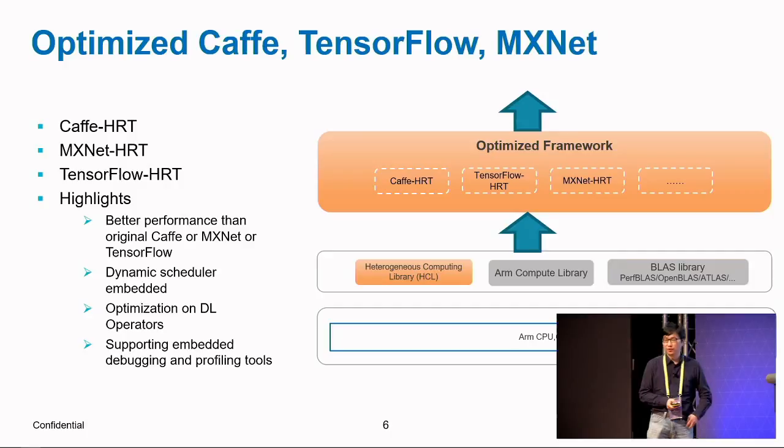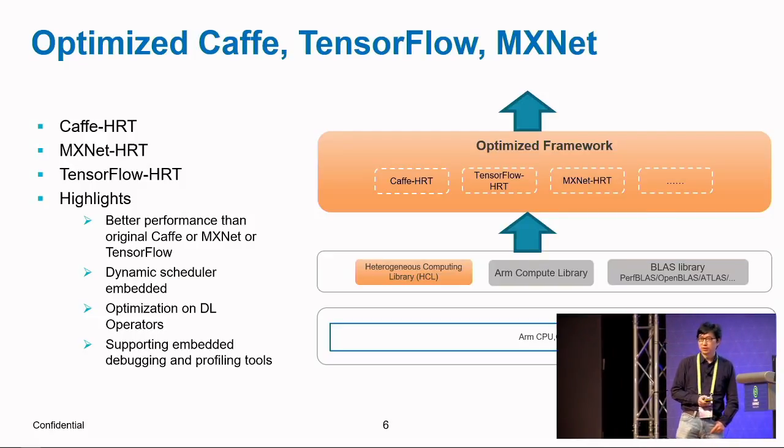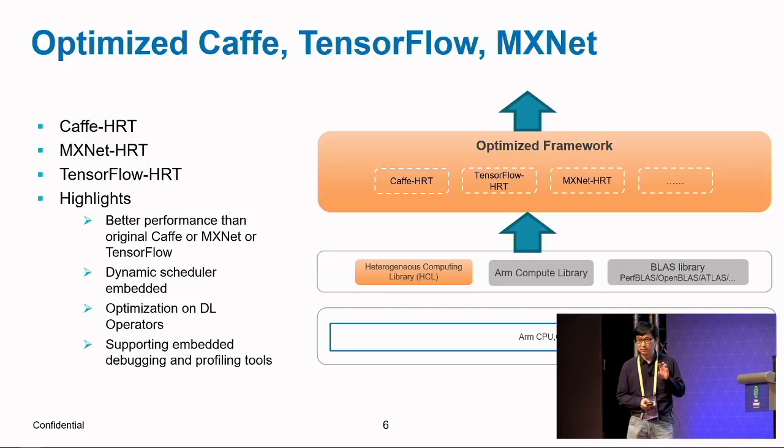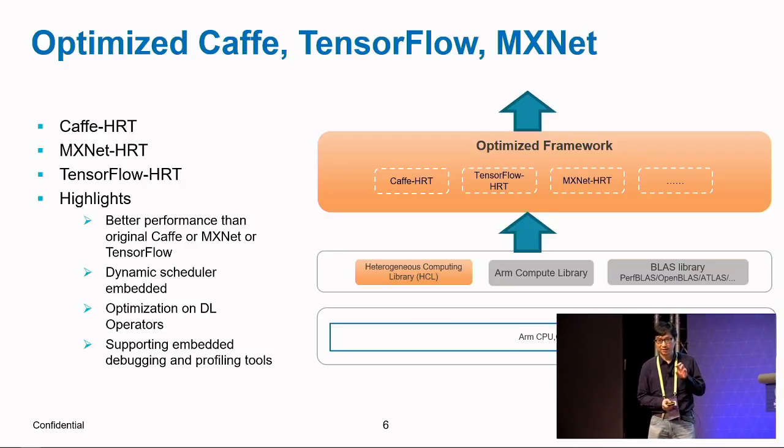Second, the dynamic scheduling means even for CPU, we dynamically selecting operators driver from the 3 kind of library. What that mean? That means for a network, some operator their library from HCL, some from ACL, some from OpenBLAS, like that.